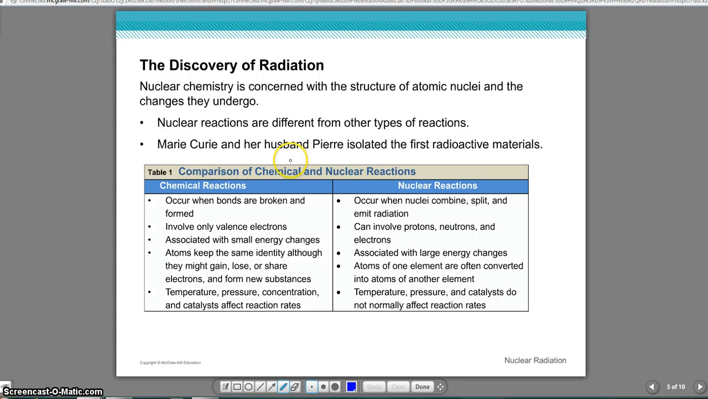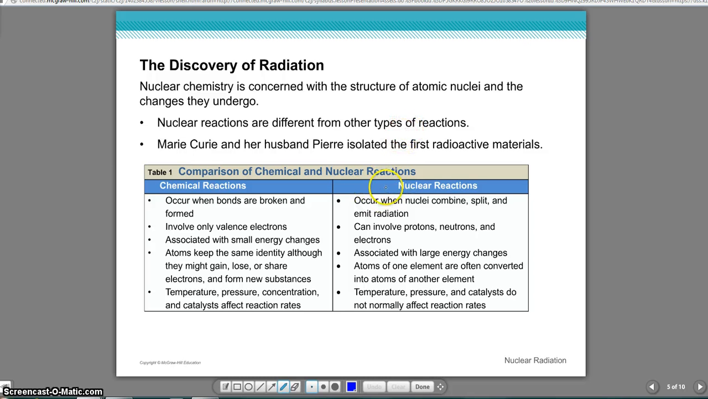Okay, for the second set of notes for Unit 2, we're going to be talking about nuclear chemistry. And nuclear chemistry has to do with, obviously, the nucleus. That's why it's called nuclear chemistry. So it's all about the structure of the nucleus and how the nucleus changes. Now, nuclear reactions are different from chemical reactions.